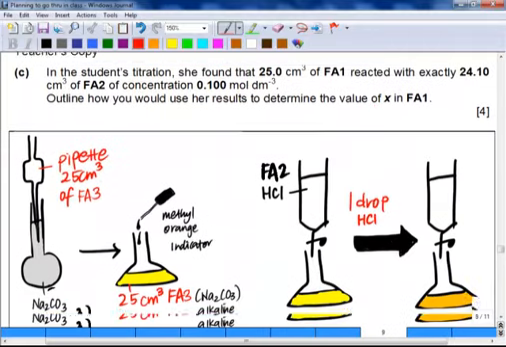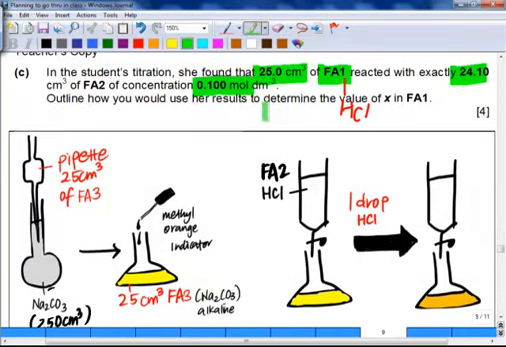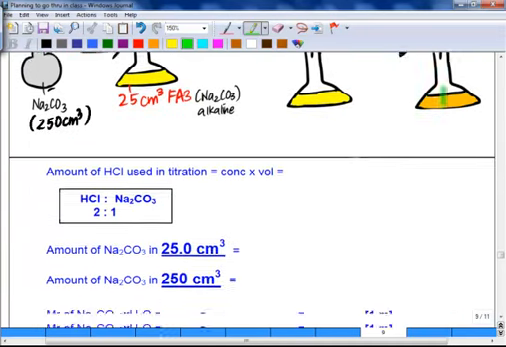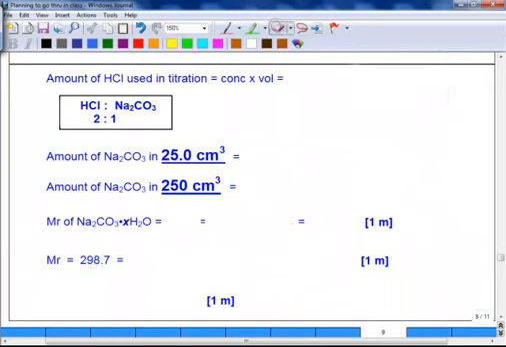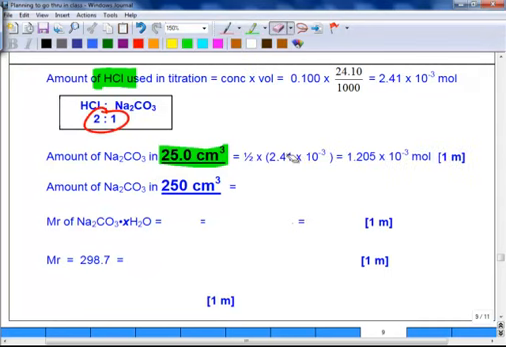So this part, titration, she found that 25 cm3 of Fa1, our HCl, reacted with 24 cm3 of Fa2, 0.1 mol per dm3. Outline how you will use her results to determine the value. Concentration times volume, you can find mole. That is for HCl. Then for Na2CO3, in 25 cm3, the mole ratio is 2:1, so you need to divide by 2.